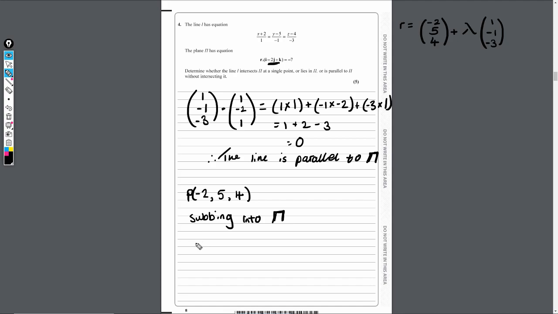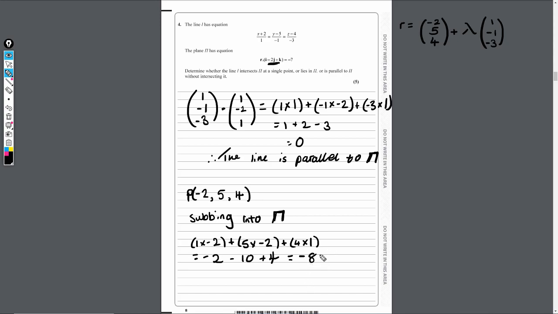So that's going to be 1 times -2 plus 5 times -2, plus 5 times -2, and then finally 4 times 1. So let's just double check I've not made any mistakes. Yeah, that looks good. So that's going to give me 1 times -2, that's -2. 5 times -2 is -10, and then we've got plus 4. Well, -2 minus 10 is -12, plus 4, that's going to give me -8.